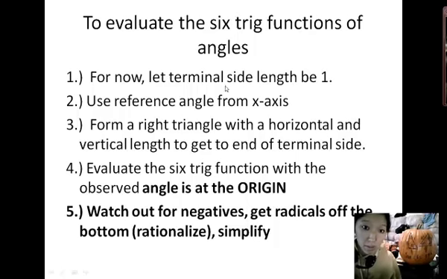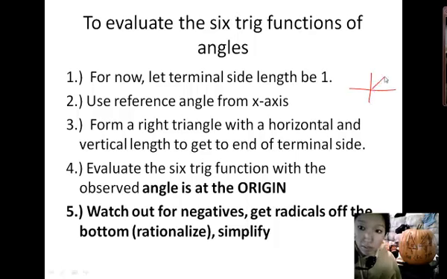So there are some steps that you're going to want to use. So let your terminal side length be 1. When you open up a standard form angle, let that terminal side be a length of 1. Use the reference angle from the x-axis. Right? We know how to calculate that from before. Form a right triangle with a horizontal and vertical length to get to the end of the terminal side.